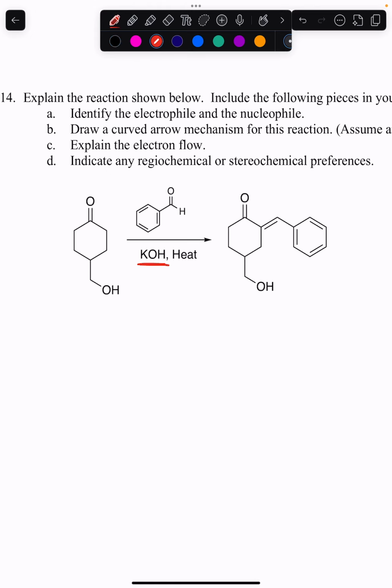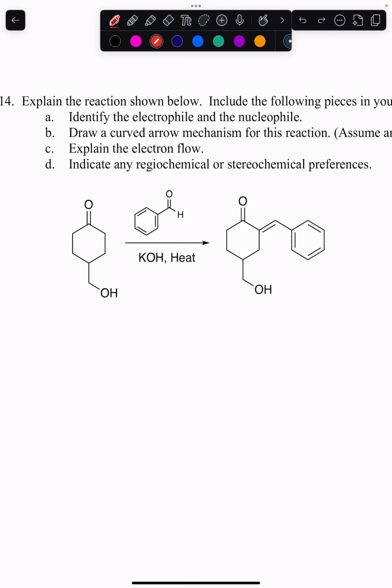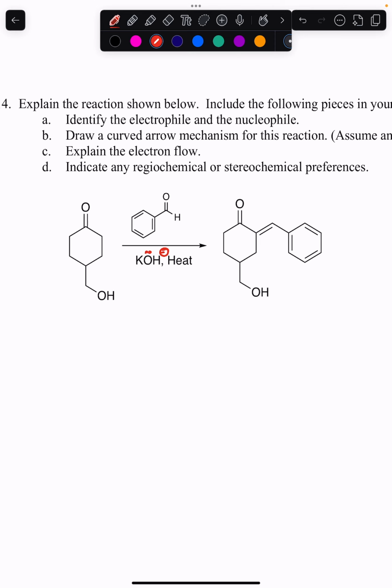This is potassium hydroxide, which is a relatively strong base. The hydroxide over here, although it's not showing in this drawing, should have a lone pair, giving it a negative sign. This lone pair over here will be attacking our alpha carbon.